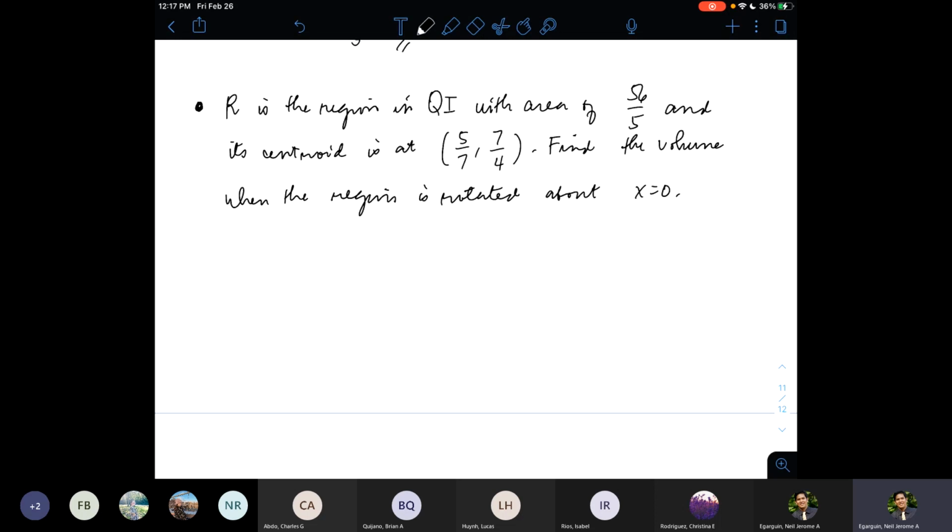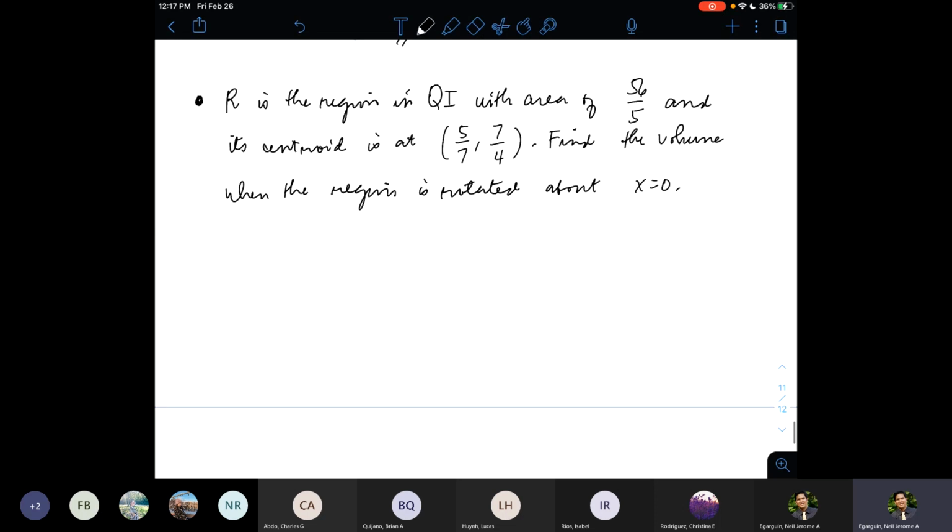Okay, so unfortunately here you cannot use the disk or the washer method because you don't know exactly how the function f looks like, or what are the equations of the graphs that bound the given region. All we know is that this is a region in quadrant 1, but I don't know exactly how the region looks like. So let me just draw a random region here. Suppose this is the region, okay?